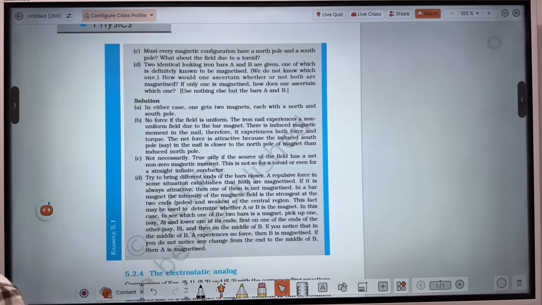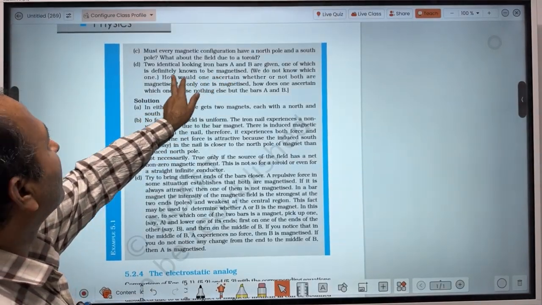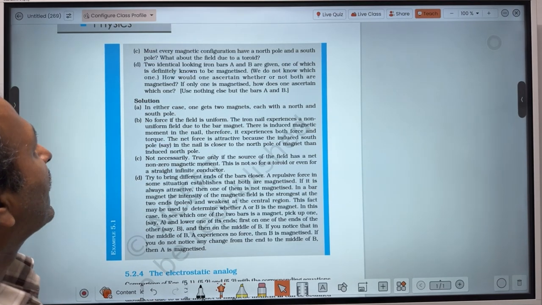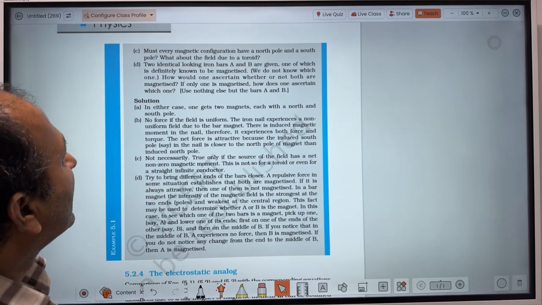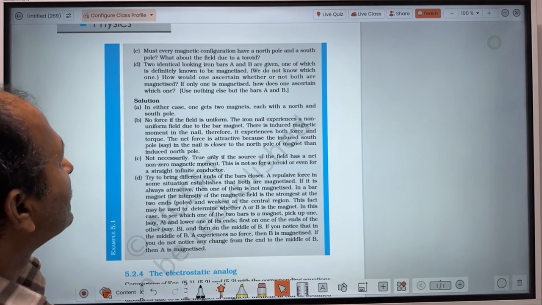And then comes the next question. Two identical looking iron bars A and B are given, one of which is definitely known to be magnetized. We do not know which one. How would one ascertain whether or not both are magnetized? If one is magnetized, how does one ascertain which one? And you are given only these two.